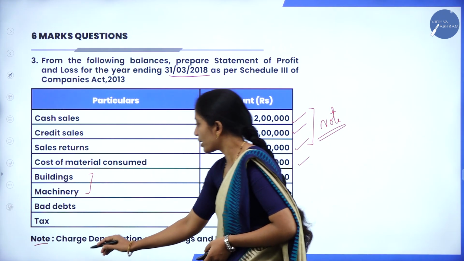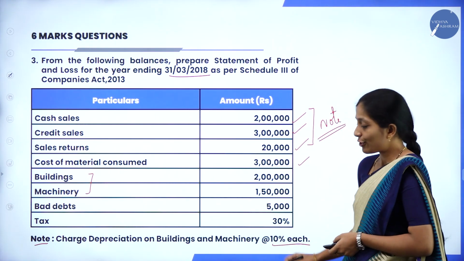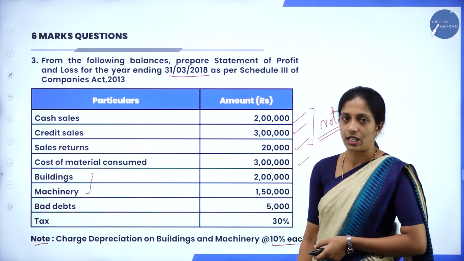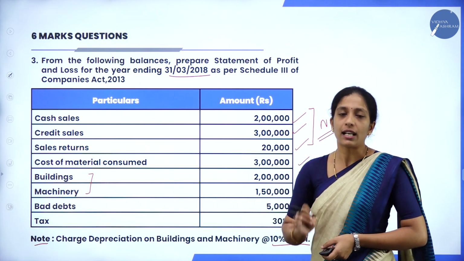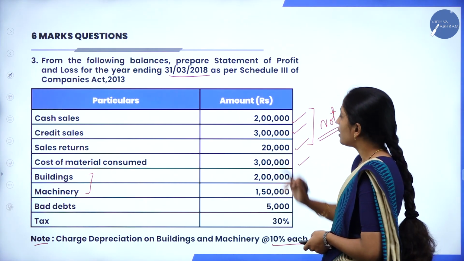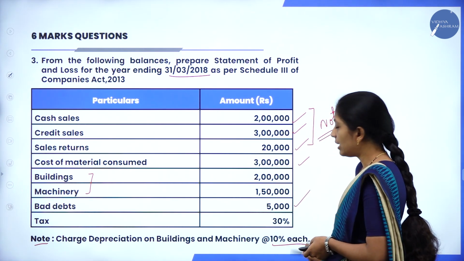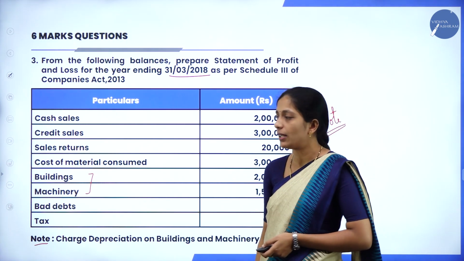See here, note: charge depreciation on building and machinery at 10% each. In order to calculate this, they have given the value of building and machinery. So where do we record depreciation? Under the note, depreciation and amortization expenses. So how many notes do we have to prepare? That is for this one, other expenses, and depreciation and amortization. So totally 3 notes have to be prepared.